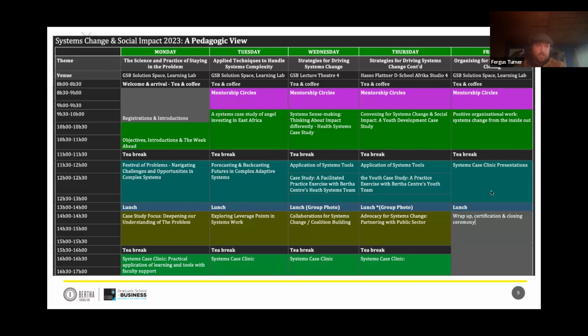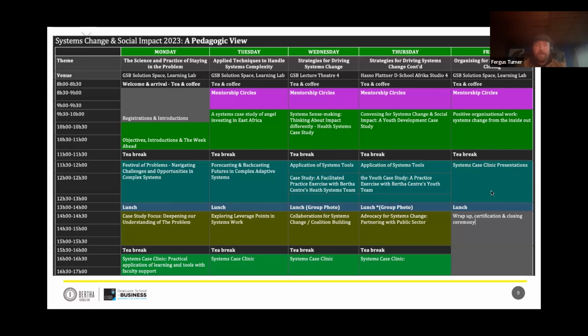Then after lunch, at least for last year, that's where we placed the case study focus, deepening the understanding of the problem, really falling in love with the problem and committing ourselves to framing our problems better rather than racing ahead to the solution. There's that often cliche line, a well-defined problem is often better than a badly defined solution. And then the systems case clinic. So that's the practical application of the learning tools I was talking about. And Tuesday, systems case study of angel investing in East Africa.